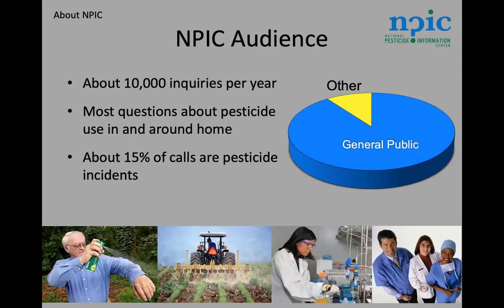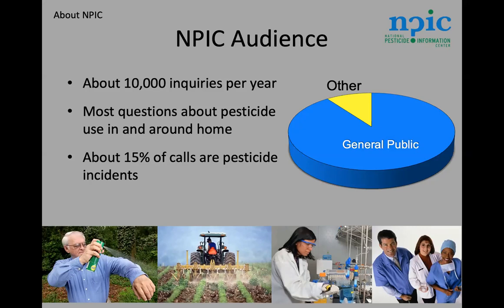So NPIC receives about 10,000 questions per year, and 85 to 90% of those questions are from the general public, which means most of the questions we answer are about pesticide use inside of and outside of the home. When we talk to an individual of any kind, we're collecting anonymous information about the call. We're summarizing the call and figuring out what types of questions they are asking, what types of resources we are providing, what the call was like.